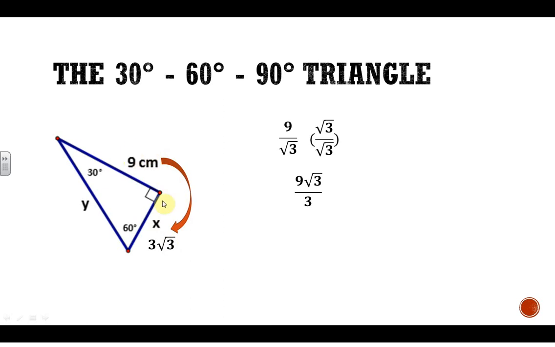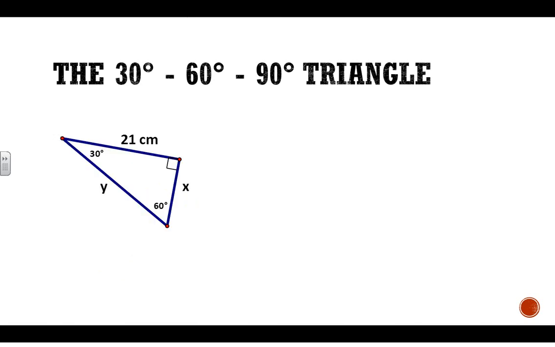So again, if this is a 21, this would be 7 radical 3. If this was an 18, this would be 6 radical 3. If this were a 30, this would be 10 radical 3. It's that same pattern. But again, I showed the work over here so you can see where it came from. Now to go from short leg to hypotenuse, I multiply by 2. 2 times 3 radical 3 is 6 radical 3. It's that simple.